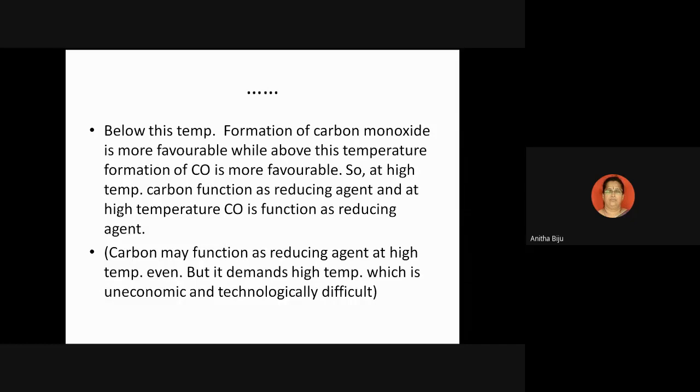Carbon may function as a reducing agent at high temperature, but there, maybe by mistake, it happened like that. At low temperature, carbon monoxide.